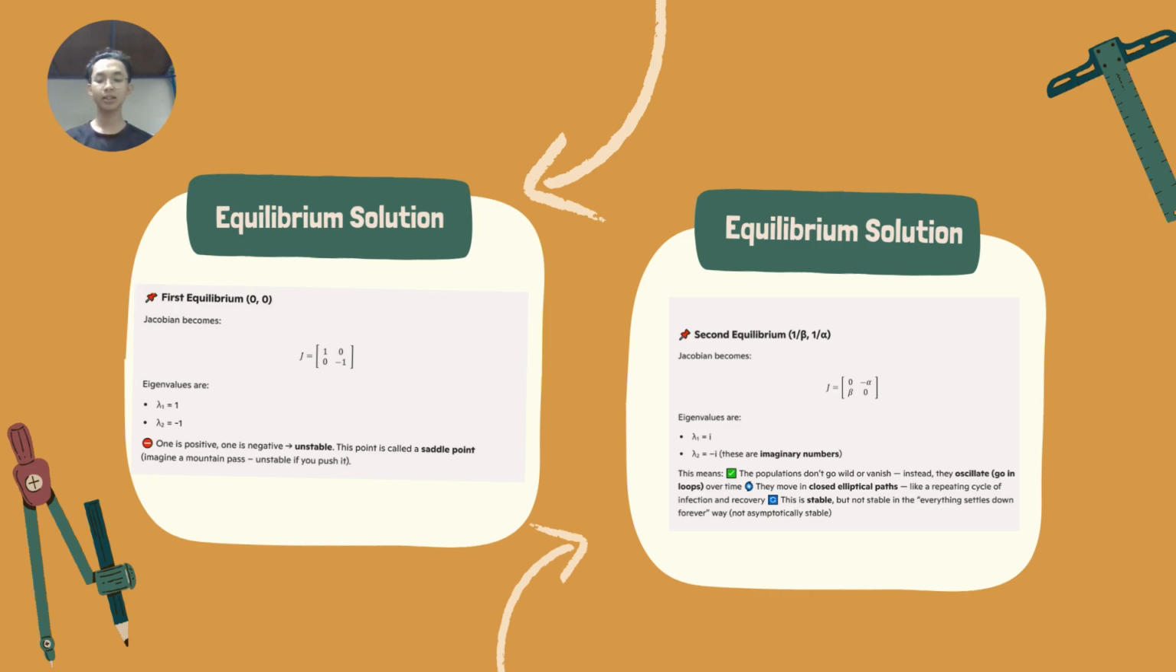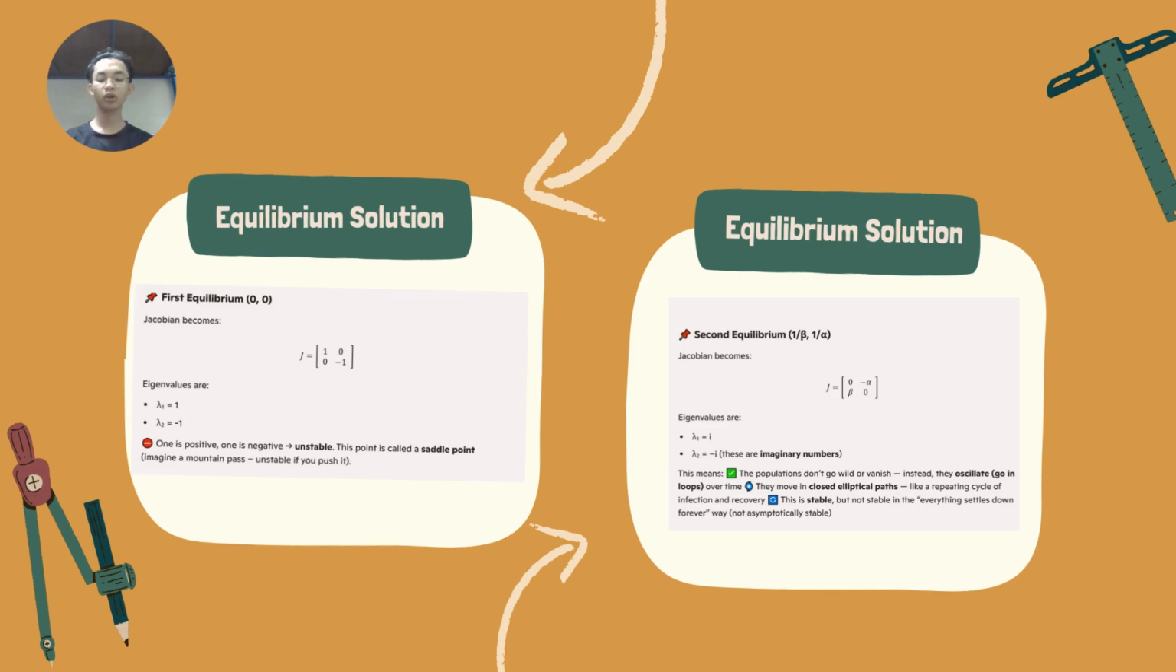Now, let's continue with the equilibrium solutions. If we look at the first equilibrium solution, it is equal to (0, 0). So, the Jacobian becomes [1, 0; 0, -1]. The eigenvalues are lambda 1 equals 1 and lambda 2 equals negative 1. Here, one is positive while the other is negative, so we can see that it is unstable. This point is called a saddle point.